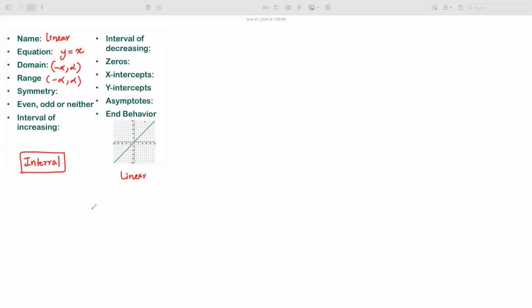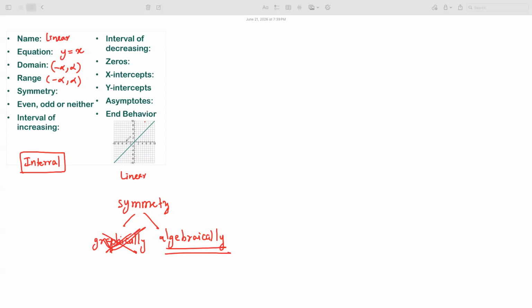Coming to symmetry, there are two ways of determining it. I'm going to discuss at least three functions today. Coming to symmetry, there are two ways of determining symmetry in algebra 2. One is graphically, the other one is algebraically. Algebraically, we'll see another day. I don't want to discuss this today. Graphically, definitely I'll do it today.